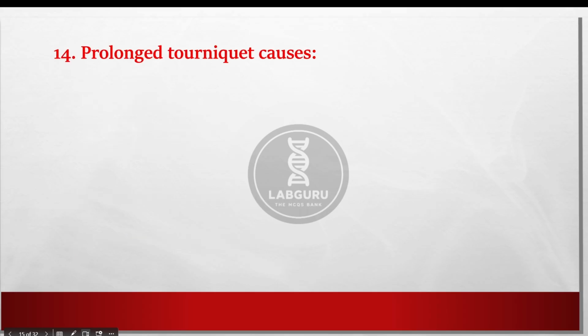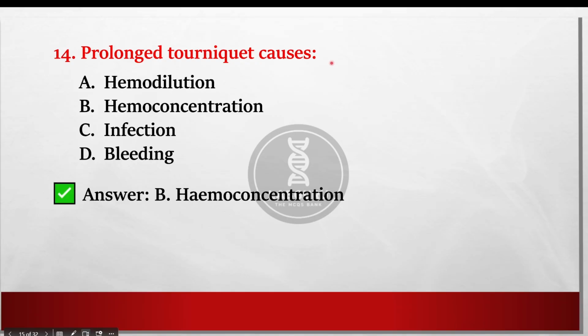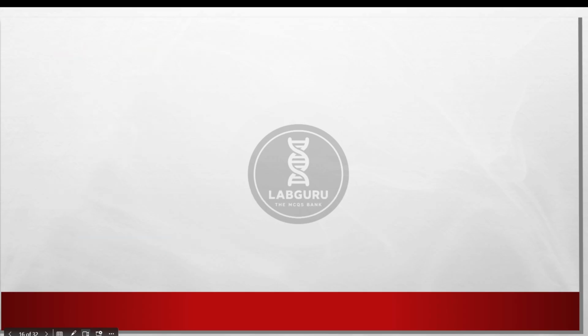Our next question is prolonged tourniquet causes. If we are applying the tourniquet for a long time, what will be the problem? Okay, so the options are option A is hemodilution, option B hemoconcentration, option C infection, and option D is bleeding. So if we apply tourniquet for a long time, the hemoconcentration will happen, which increases the protein and cell concentration and alters our test reports.